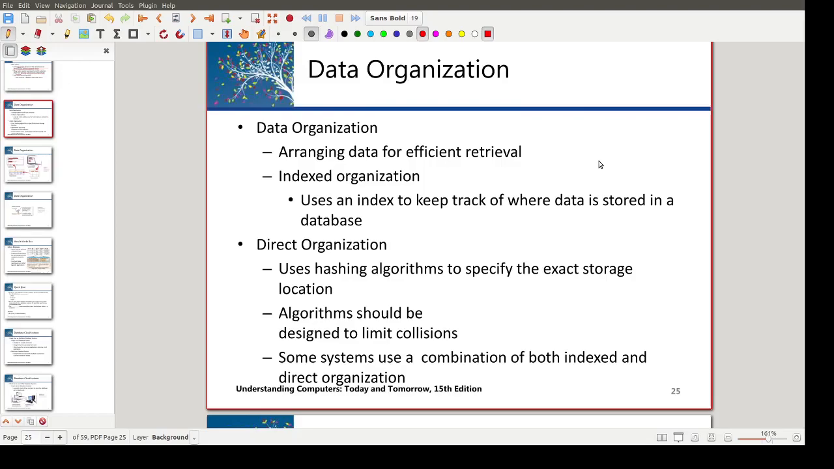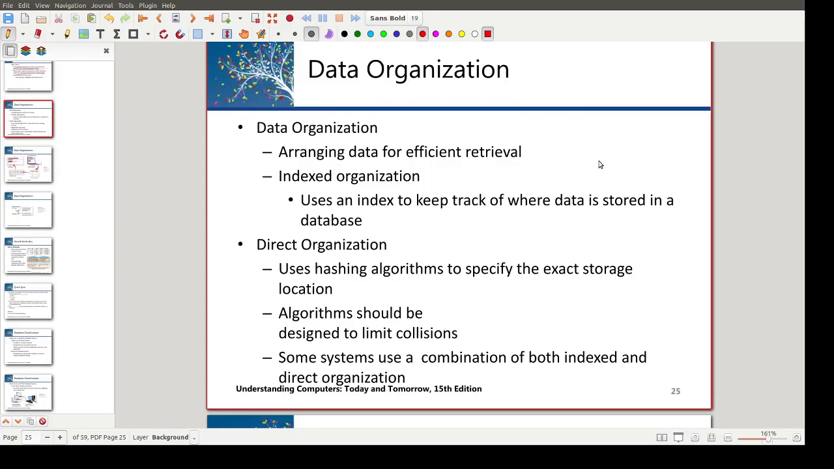And also we have another type of organization called hashing, which is called direct organization. Instead of looking in the index to see in which record this field appeared, I will use hashing algorithms to specify the exact storage location, to identify where this entity lies. Algorithms should be designed to limit collision. So what does it mean, limit collision?